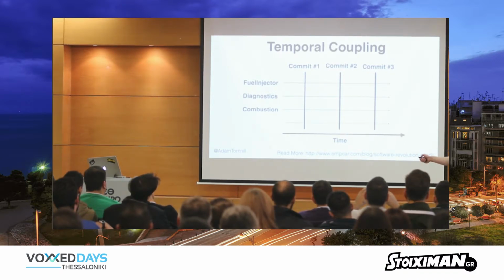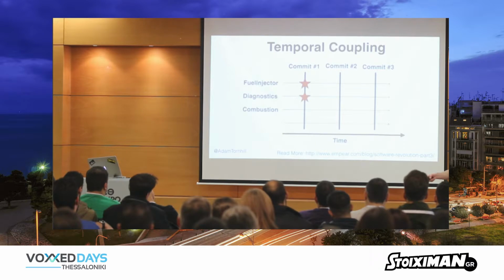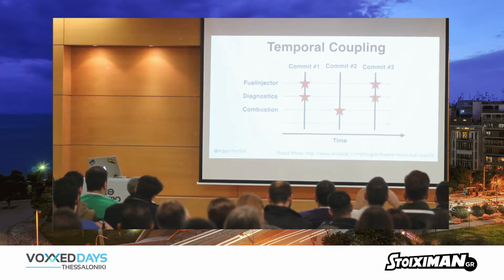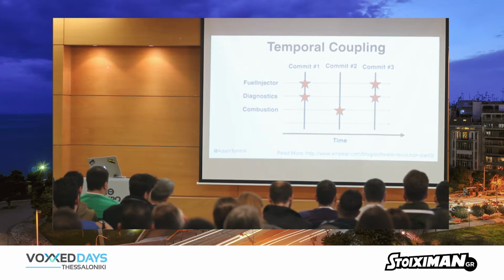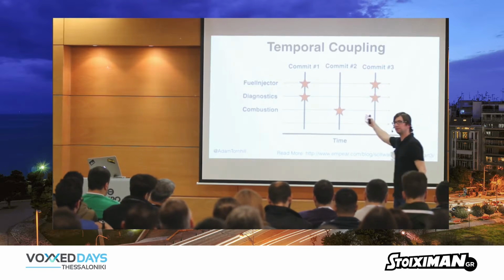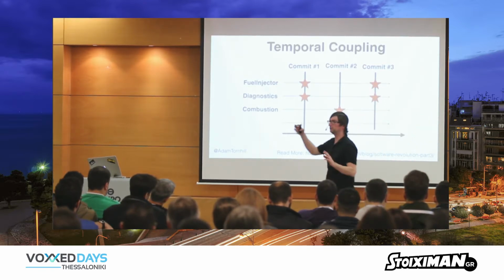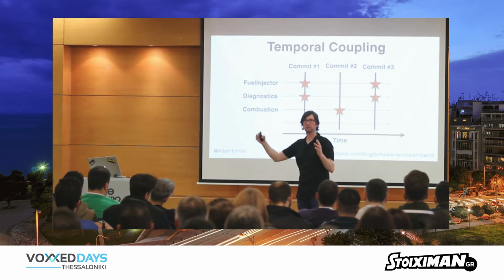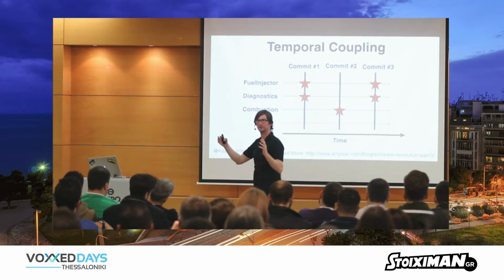Let's say we have this simple system with just 3 different subsystems. The first time we do a change, we modify the fuel injector and the diagnostics module together. The second time we do a change, we modify something else. And the third time, we're back to modifying the fuel injector and diagnostics module again. Now, if this is a trend that continues, there has to be some kind of relationship between the fuel injector and diagnostics module, because they keep changing together all the time, right?